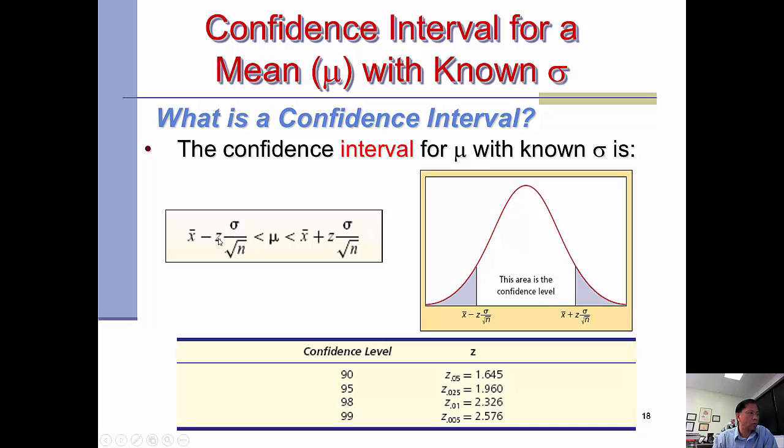And what z-score do we use? If you want to choose a confidence level of 90%, the tail area is 0.05, 5% on each side, and the z-score is 1.645. For a 95% confidence level, use z-score 1.96. For 98%, 2.32. For 99%, 2.576. So depending on the level of confidence you want to have, we use different z-scores to calculate the confidence interval. Okay?